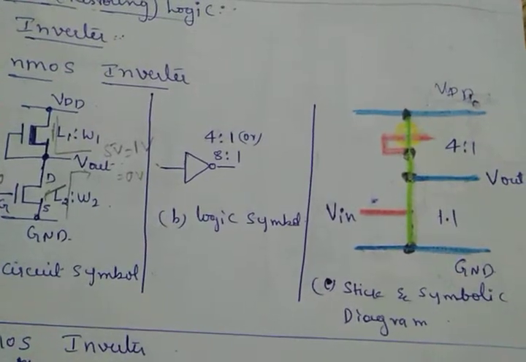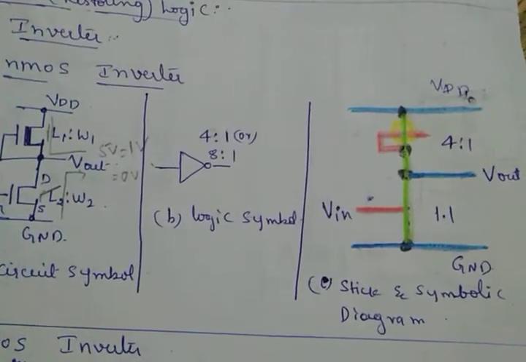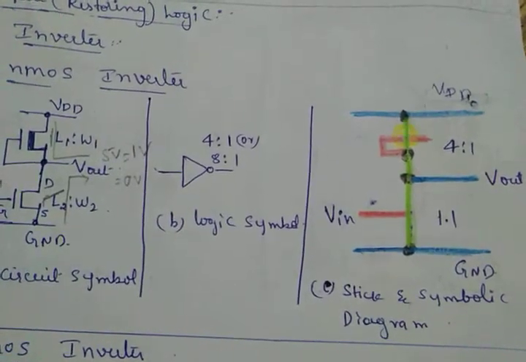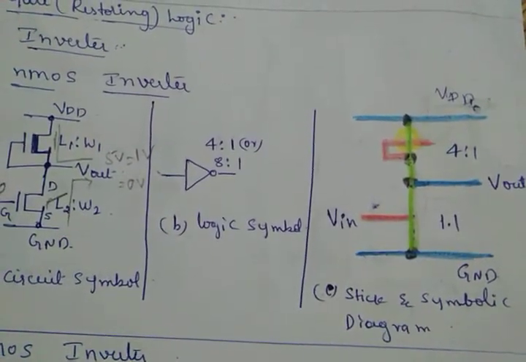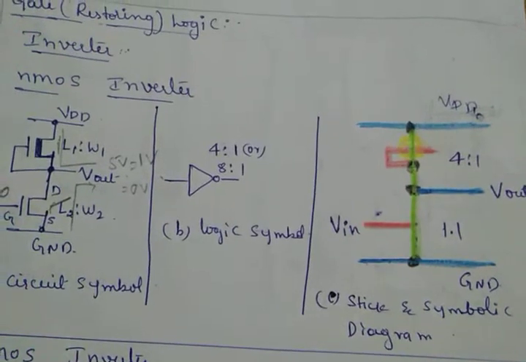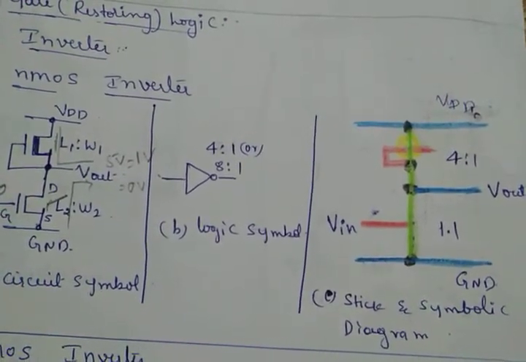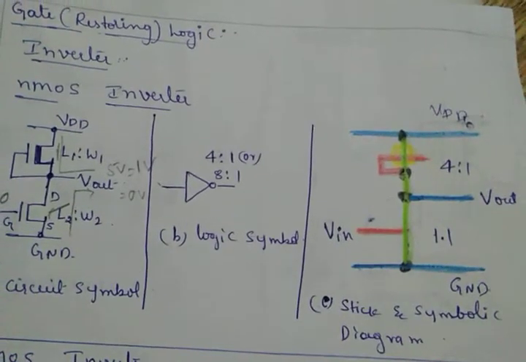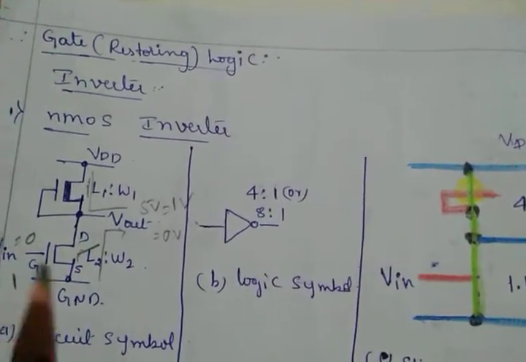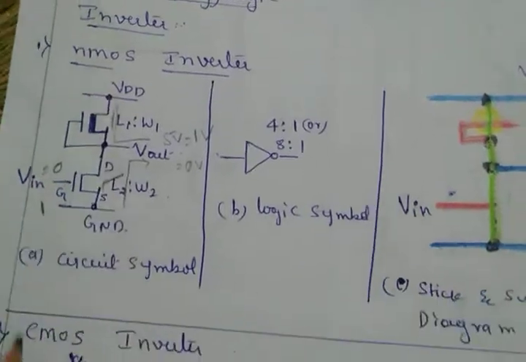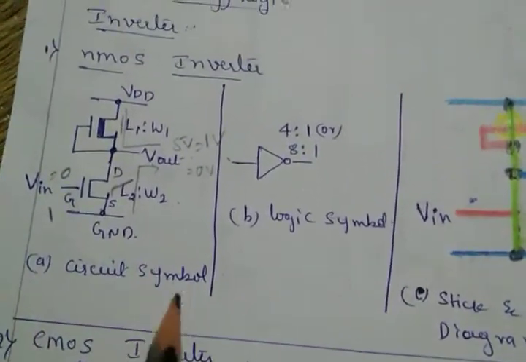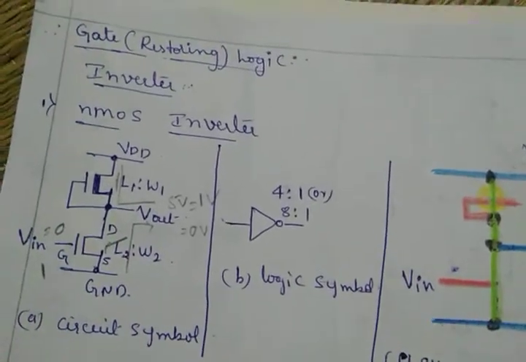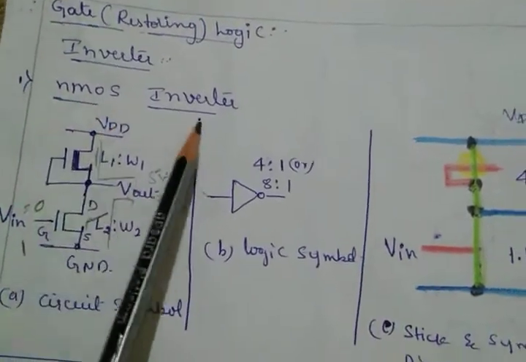Here we are using examples: inverter, NAND operation, NOR operation, AND operation, and OR operation. Different examples we are considering in gate logic. We are also using different technologies like nMOS, CMOS, and BiCMOS. So now look into the first one, that is the nMOS inverter.